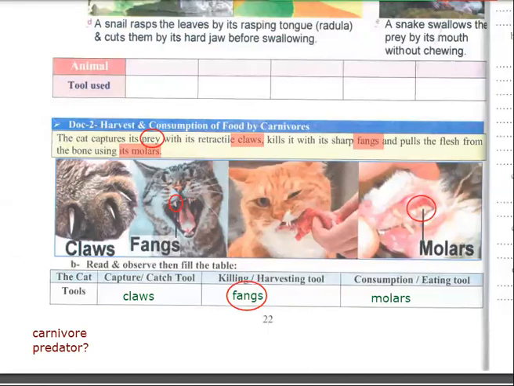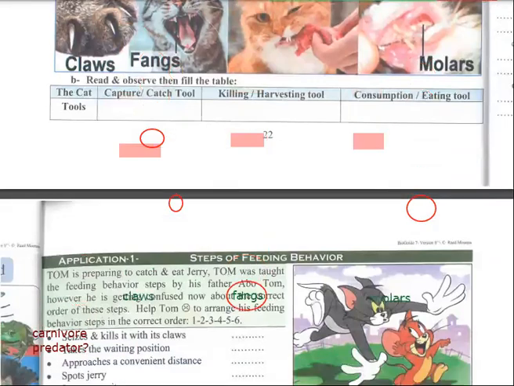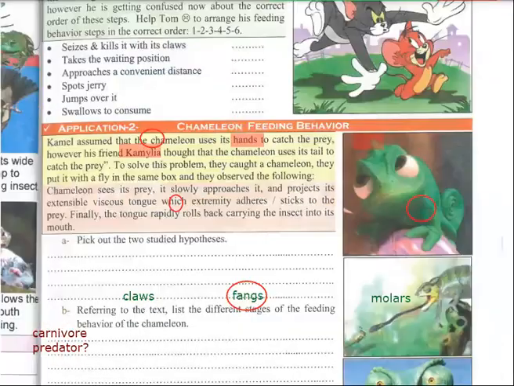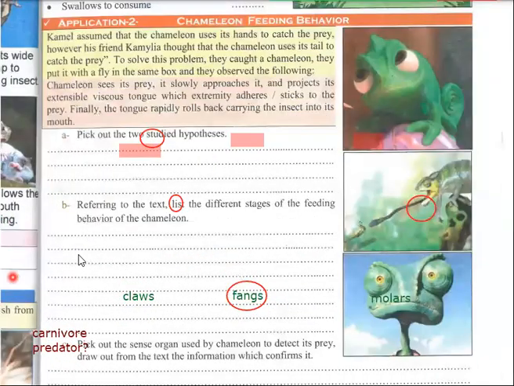Okay? Let's move now to application 2, talking about chameleon feeding behavior.